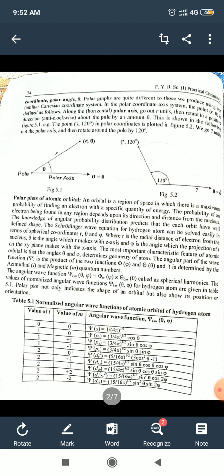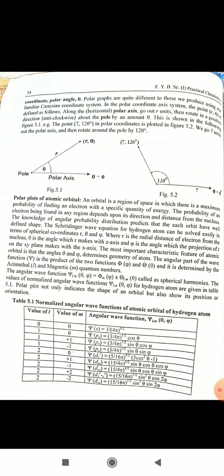The fixed point, analogous to the origin of a Cartesian system, is called the pole, and the ray from the pole in the fixed direction is its polar axis. The distance from the pole is called the radial coordinate or radius r, and the angle is the angular coordinate, polar angle theta.